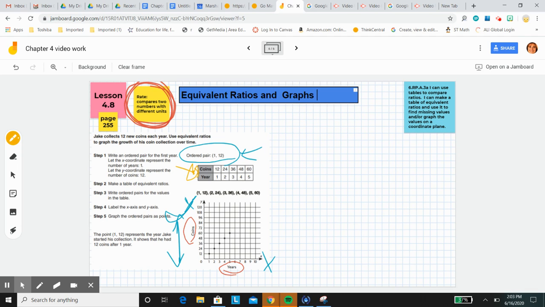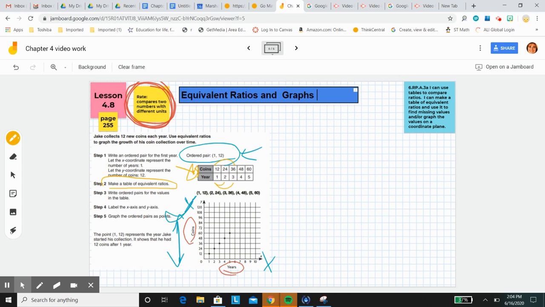Now they've created a table for you. So the first step you would do is make a table of equivalent ratios. This has been done for you. 12 times 2 is 24. 1 times 2 is 2. Okay, take your original times 3. Again, times 3 and so forth.